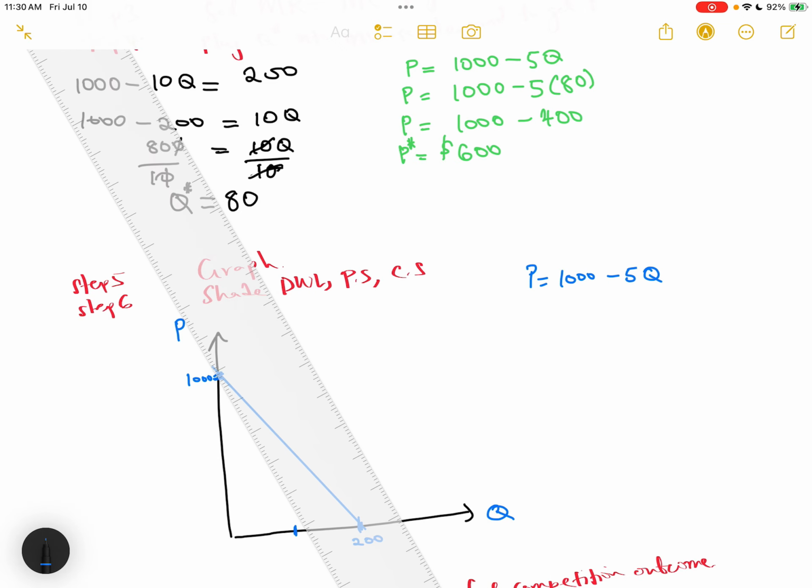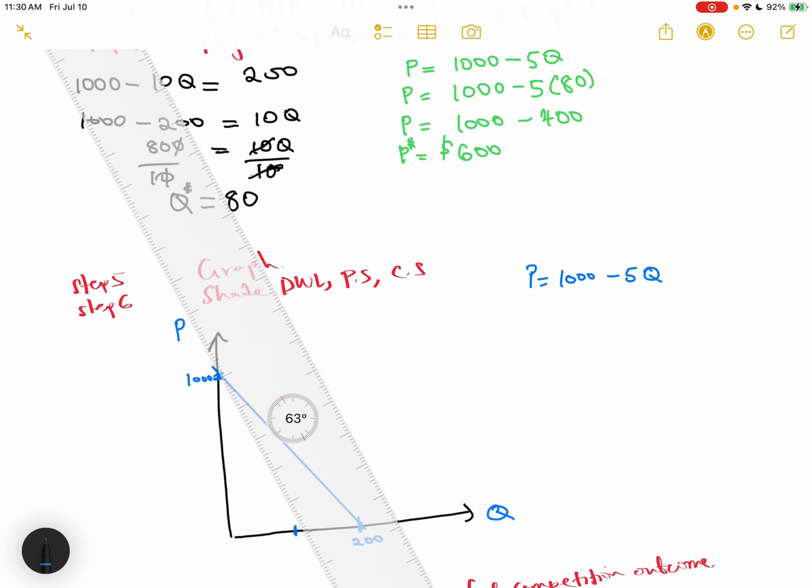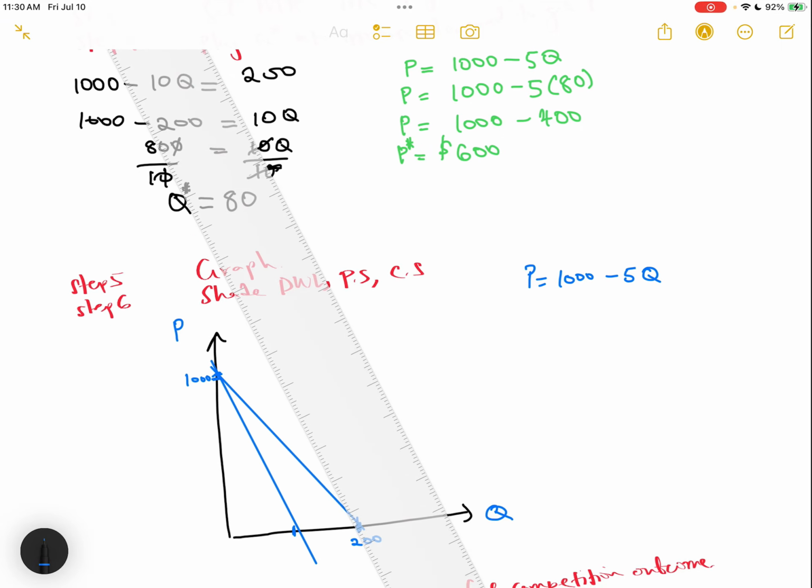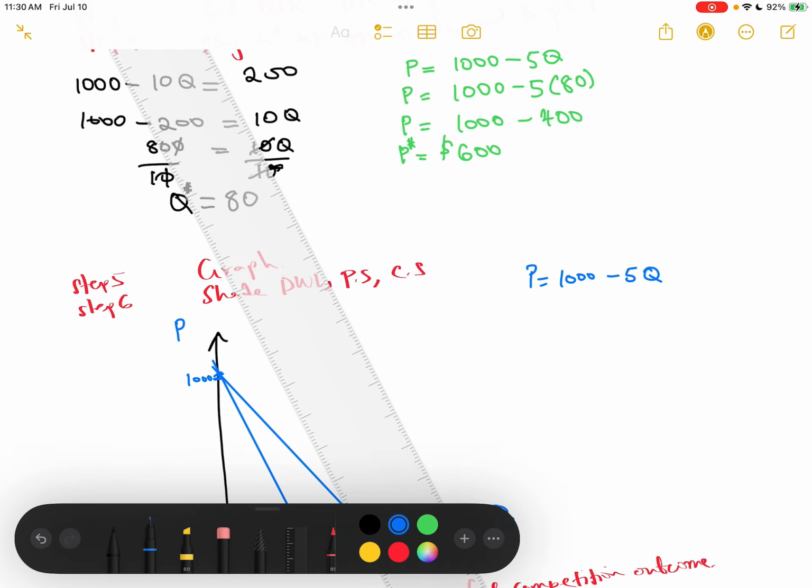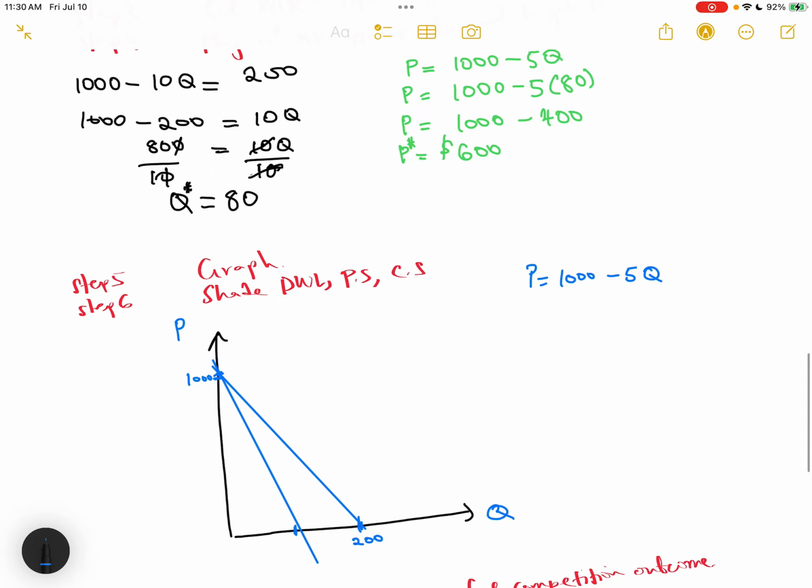Okay, let's connect these two. Now, the marginal revenue shares the same intercept with the demand curve, and the marginal revenue has twice the slope of the demand curve, as we saw earlier on. And so, down here is 100. All right. Marginal revenue, and that is demand, inverse demand.